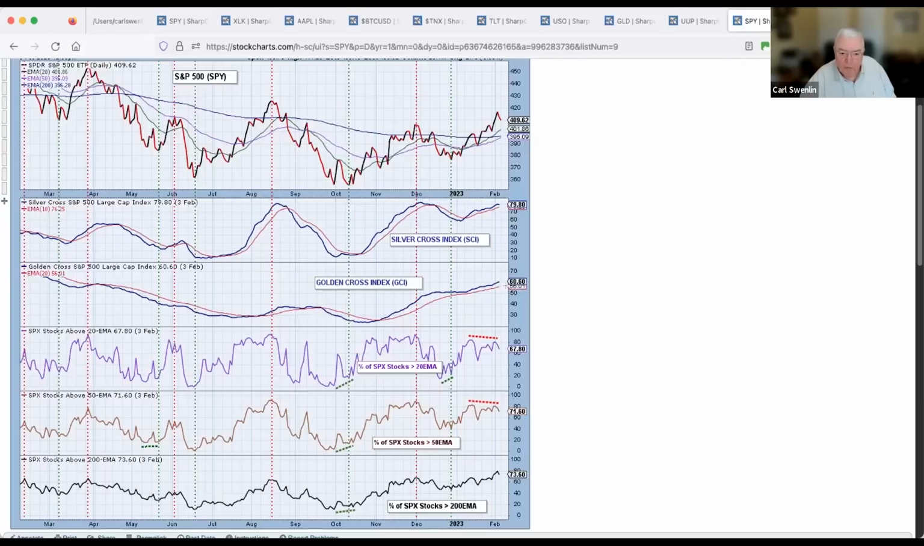On our Golden Cross Index, we have 61% of stocks in the index with the 50 EMA above the 200 EMA. And looking down here, we do see a potential for improvement because 72%, 74% are above their 50 and their 200 EMA. So we could see this improvement up to perhaps 70%.